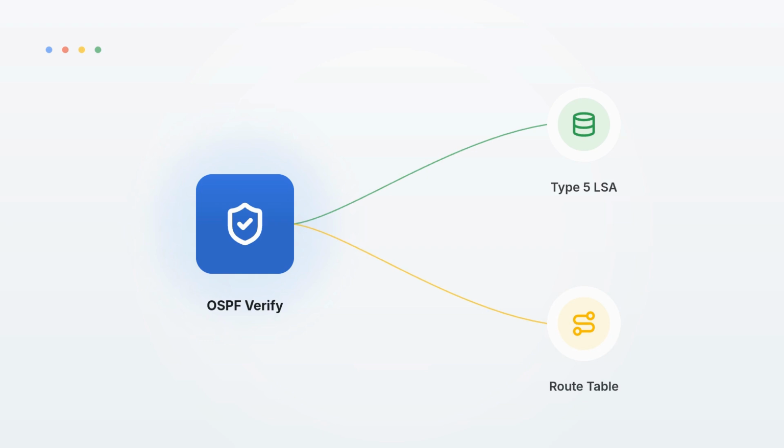To verify it, check two places. First, use show ip ospf database external and confirm the external prefix is present as a Type 5 LSA. Then check the route table and make sure that same prefix shows up with the path you'd expect from the topology.